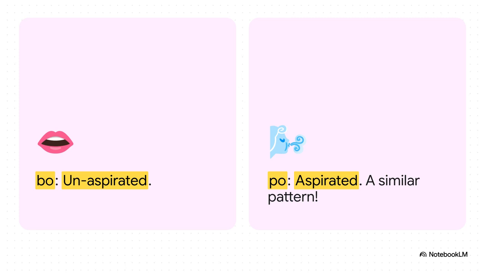Check this out. Bo, unaspirated, no puff of air. Now, what do you think po is? You got it. It's aspirated. You get that same burst of air. Po. See? It's the same exact logic. Once you grasp this idea of aspiration, you've basically unlocked one of the most fundamental patterns in how Mandarin sounds are made. It's a huge piece of the code.